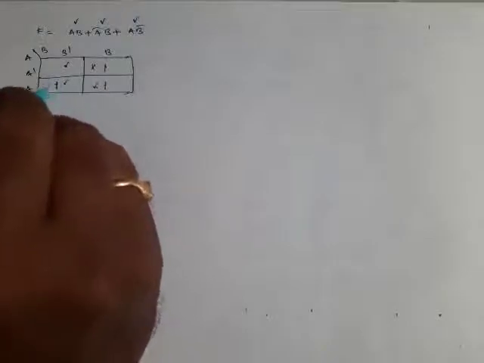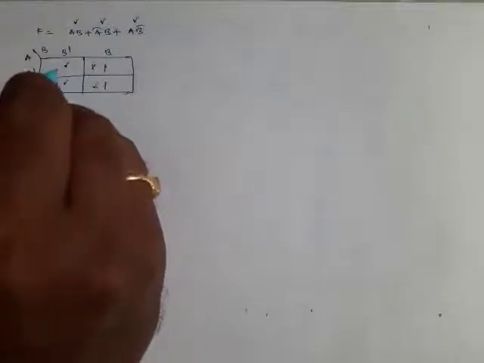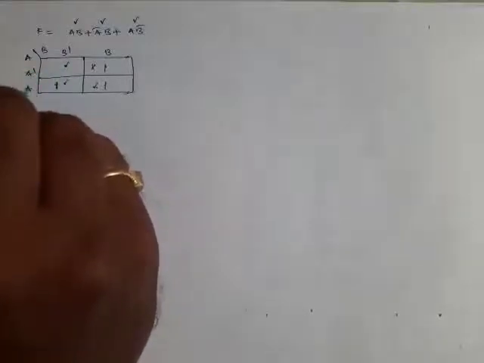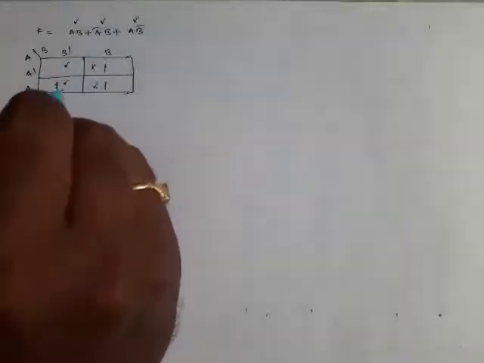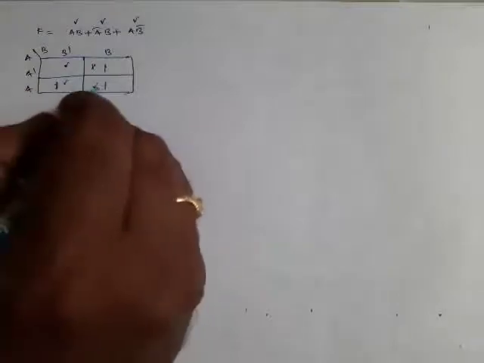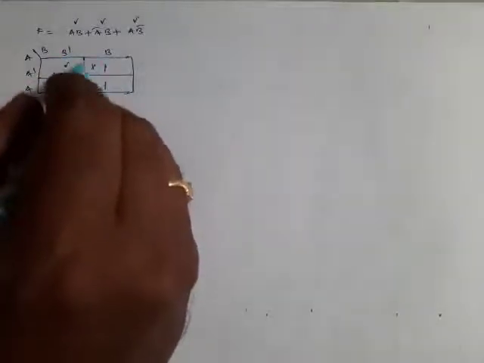So this is corresponding to the minterm A B bar, and this cell corresponds to the minterm A bar B bar. And when I am moving from this cell to this cell, there is a change in only one variable A. It is changing from A to A bar. So this cell is considered adjacent to this. Similarly, when I move from this to this, the variable A is same, but the B variable changes from B bar to B.